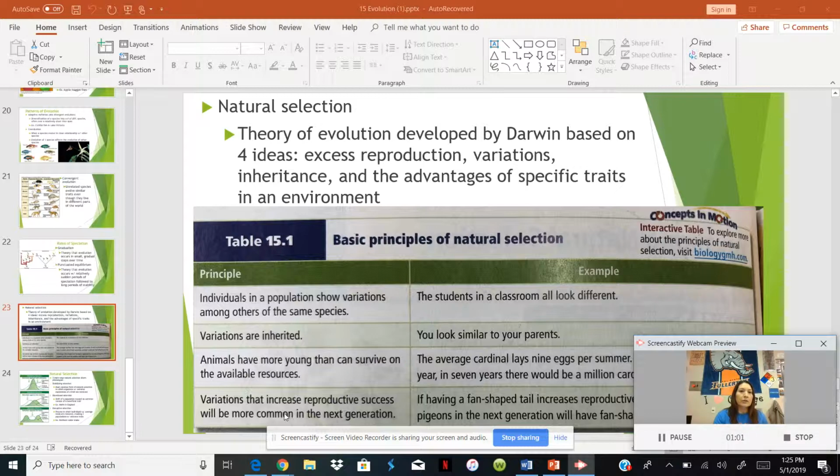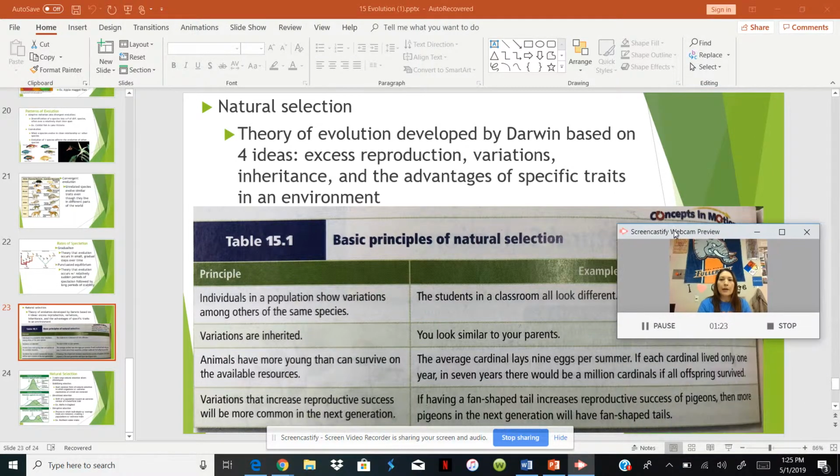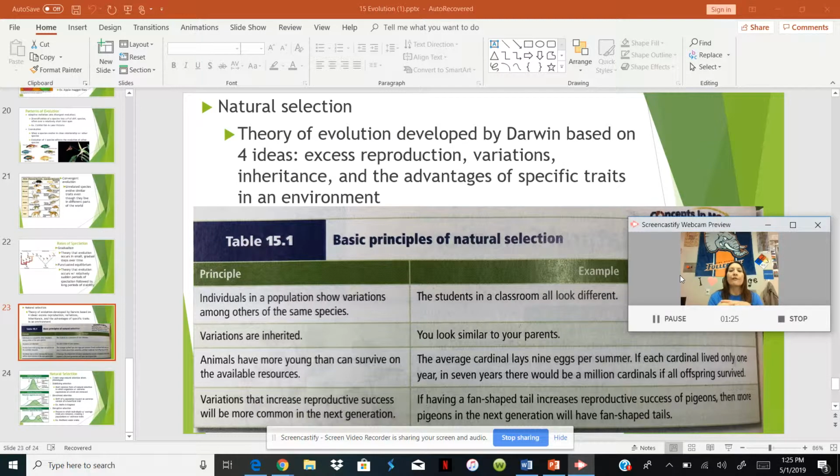The second principle is variations are inherited. So my brown hair I inherited from my mother and my father. You look similar to your parents is the example. And thirdly, the principle I want to focus on is variations that increase reproductive success will be more common in the next generation. So the example that we have here is if a fan-shaped tail increases reproductive success in pigeons, then more pigeons of the next generation will have fan-shaped tails.